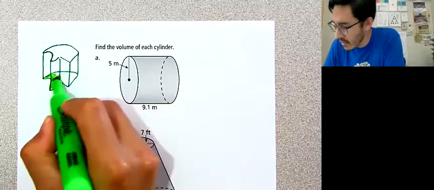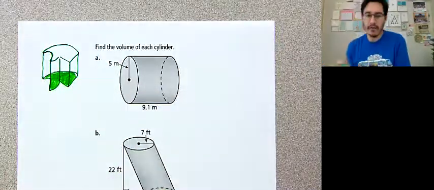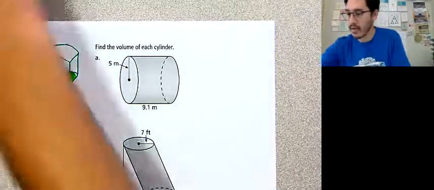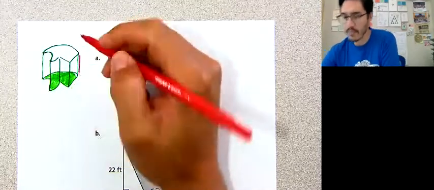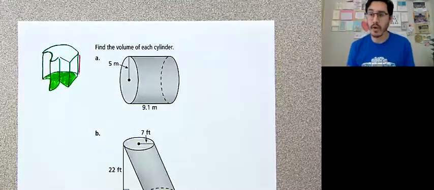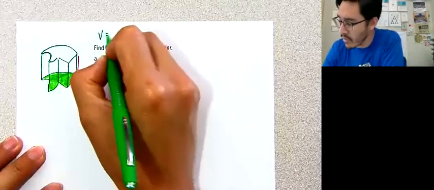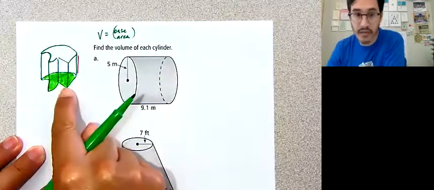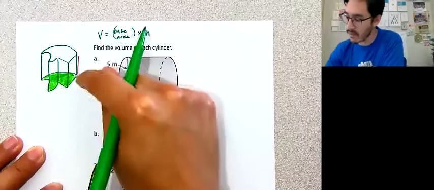But the idea for volume right now is that if we can figure out the area of that bottom face, and we know how high we've lifted it, we can multiply those two quantities together to get the volume. So again, in general, the volume is the base area, which I shaded in green, times the height, this vertical height here in red.